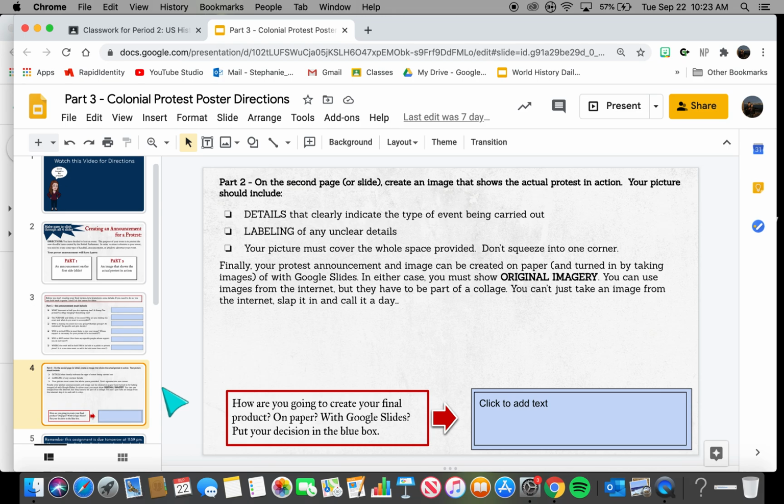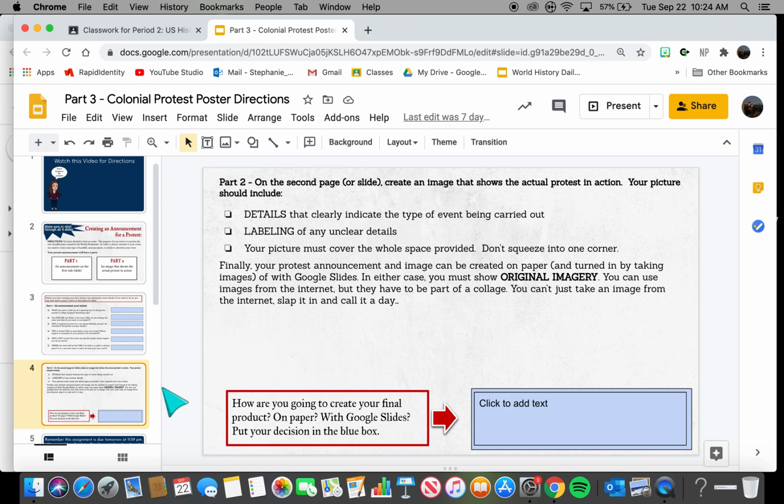So, labeling of any unclear details. If there's something in your picture that you don't think makes sense, label it so that way I understand what's going on. Your picture must cover the whole space provided. Don't squeeze into one corner. I don't want to see a lot of white space in your slide. It should take up the whole slide. I don't want one tiny picture in the corner or one tiny picture in the middle. Make sure that you're using all the space available.